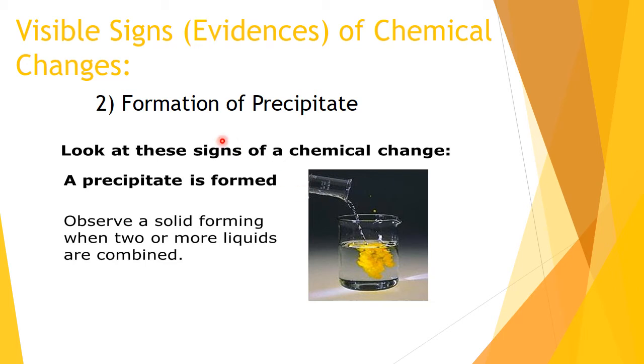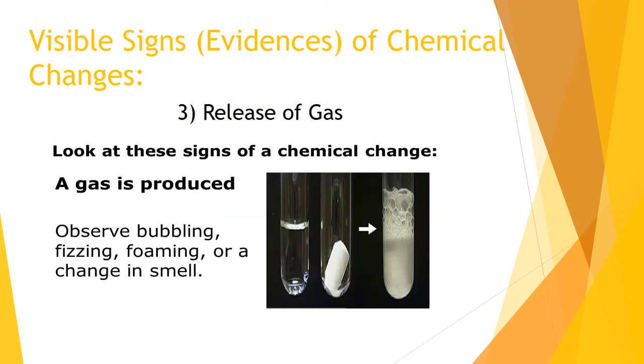The second visible sign that indicates the presence of a chemical change is the formation of a precipitate. For example, take the two colorless liquids, potassium iodide and lead nitrate. Upon mixing these two colorless liquids, we will observe the formation of a yellow solid. This solid is called a precipitate that will settle at the bottom of the beaker. So the obtained precipitate is a visible sign indicating that this change is a chemical change.